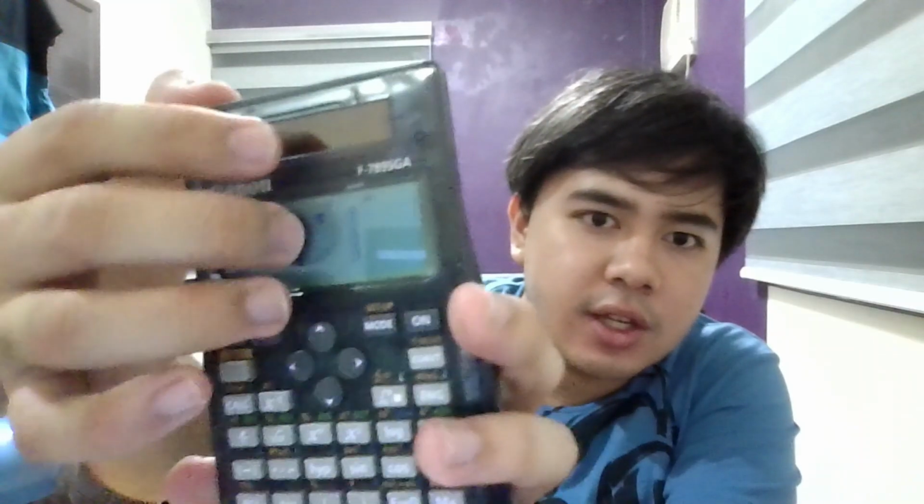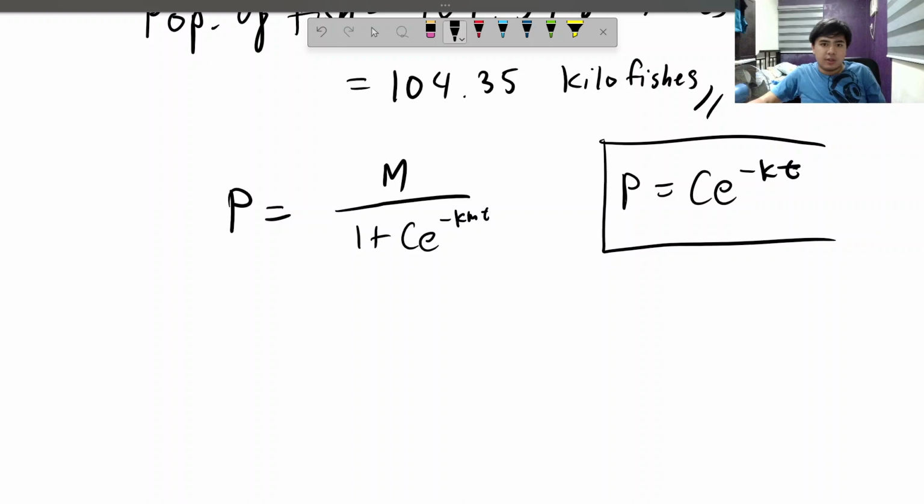That's usually the input of the population. So you put the population in there. However, it only works for Ce to the negative kt. This is a different thing. This is M over 1 plus Ce to the kt.